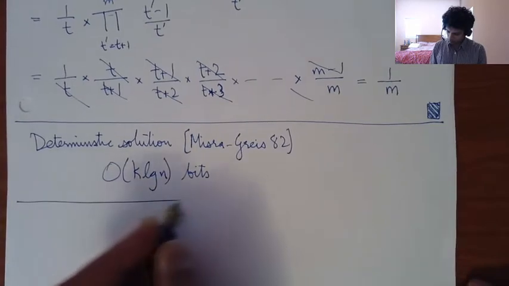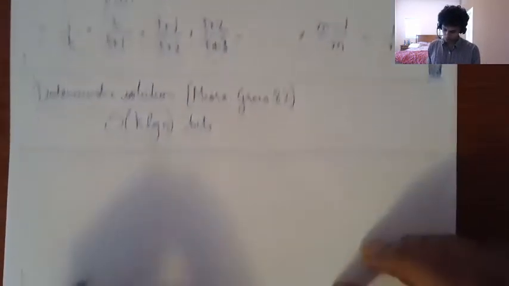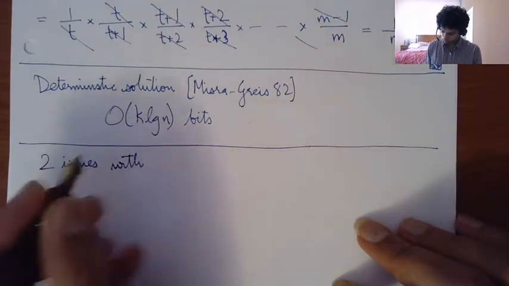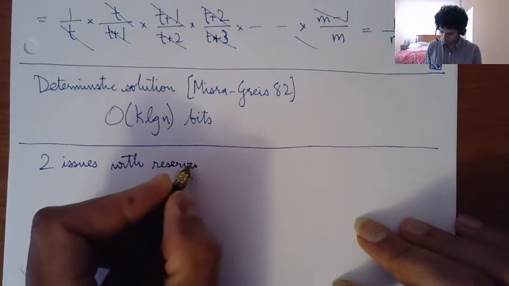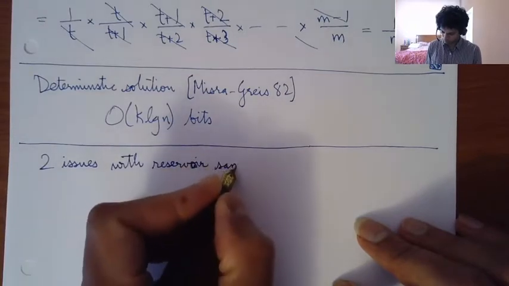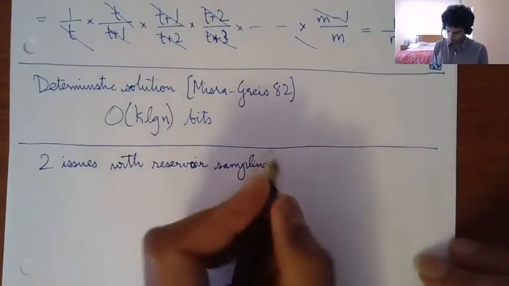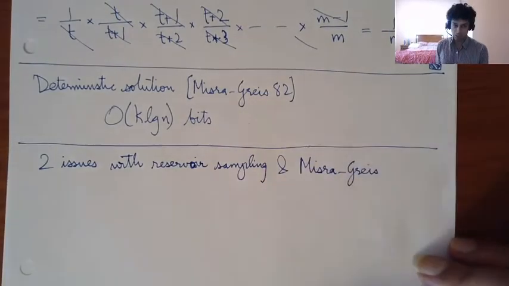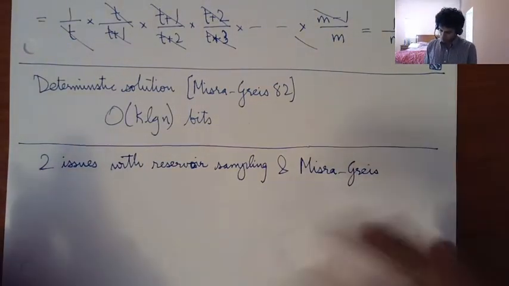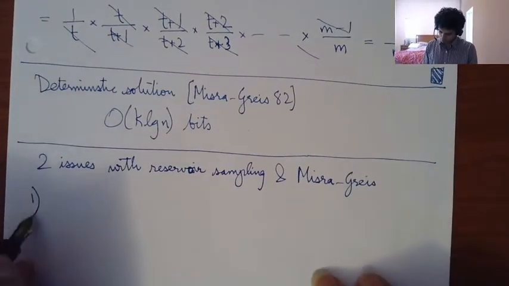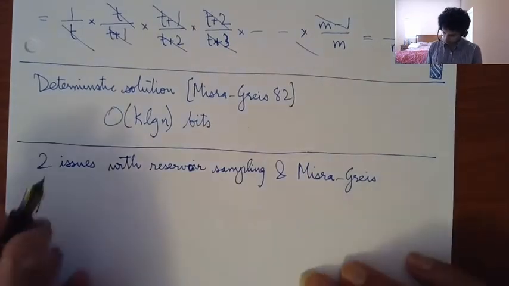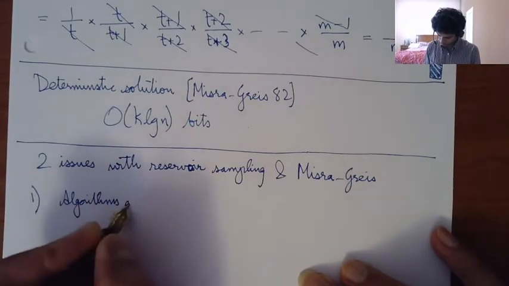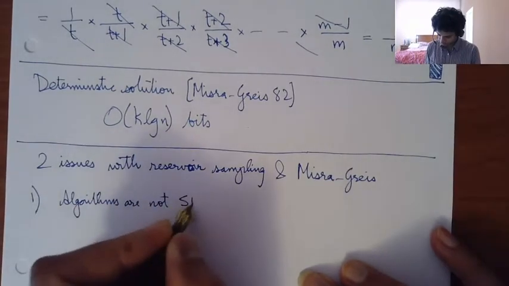There are really two primary issues here. Two issues with the reservoir sampling and Misra-Gries. So the first, and I'd say the primary issue, is that the algorithms are not what we will call sketches.